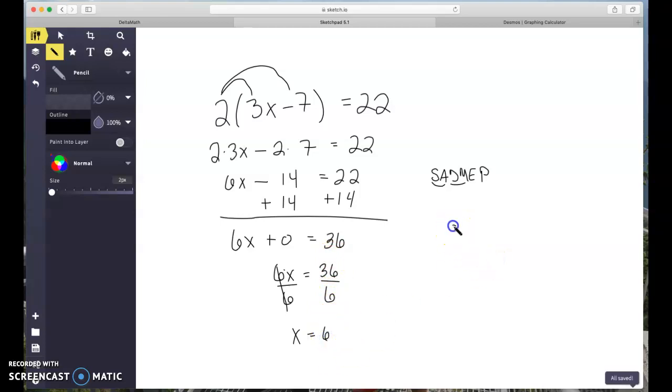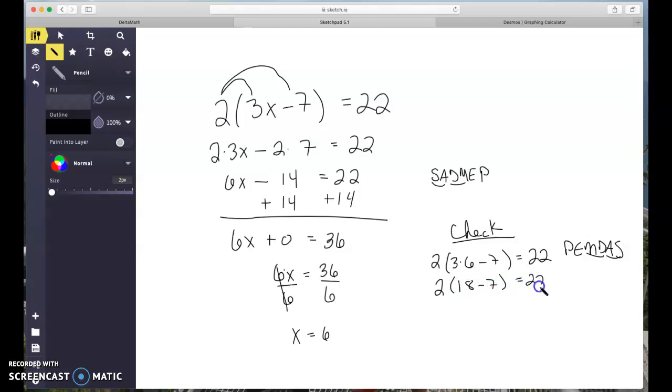And of course, I always want to check my work to make sure that I haven't made a mistake somewhere, right? So 3 times 6 minus 7 equals 22 by plugging back into my original equation. And I'm going to follow PEMDAS, order of operations, to simplify, right? So 3 times 6 is 18.